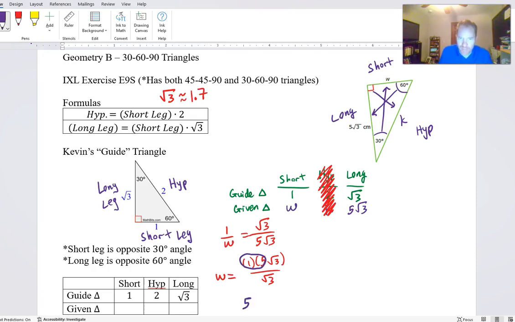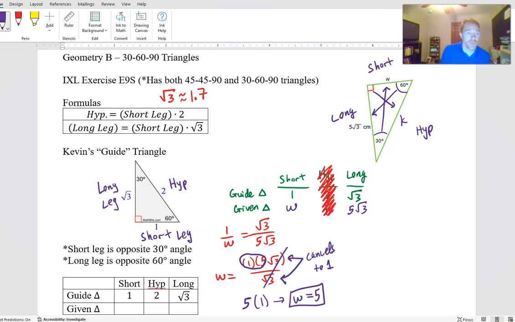That's going to give us 5. And then what happens with the square root of 3 divided by the square root of 3, if you remember this from algebra, is it's just 1. It basically cancels. You could say it cancels to a positive 1, so it's like 5 times 1, but that's just 5. So W is just 5. That's our exact answer for W.